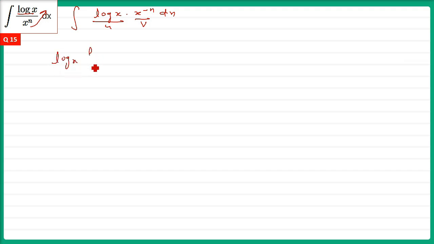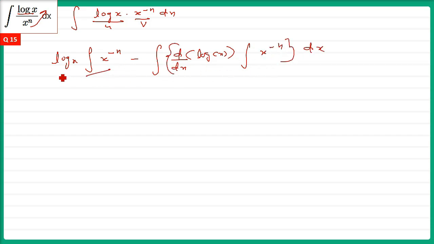So log x as the first function, then the integration of the second function, which is x raised to negative n, minus d by dx of the first function, which is log x, and then x to the power minus n, which has to be integrated. Then we will close everything, and this comes with the dx. Now x raised to minus n has a direct solution: x raised to negative n plus 1 by negative n plus 1. You can write it in a better way, like x raised to the power 1 minus n in the numerator, and the denominator, minus n plus 1, can be written as 1 minus n.